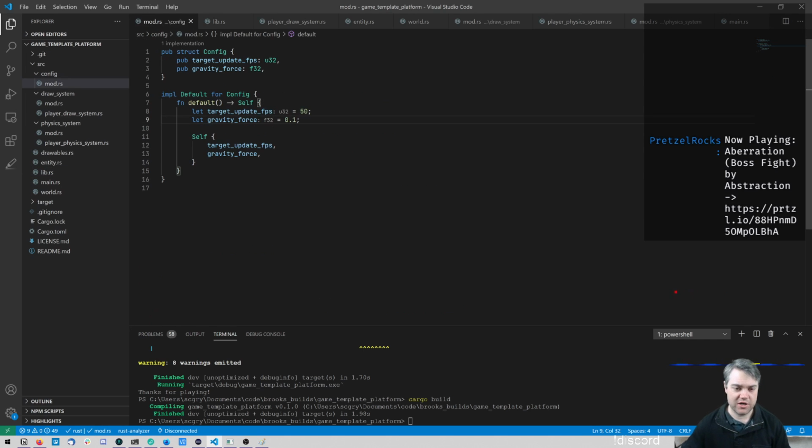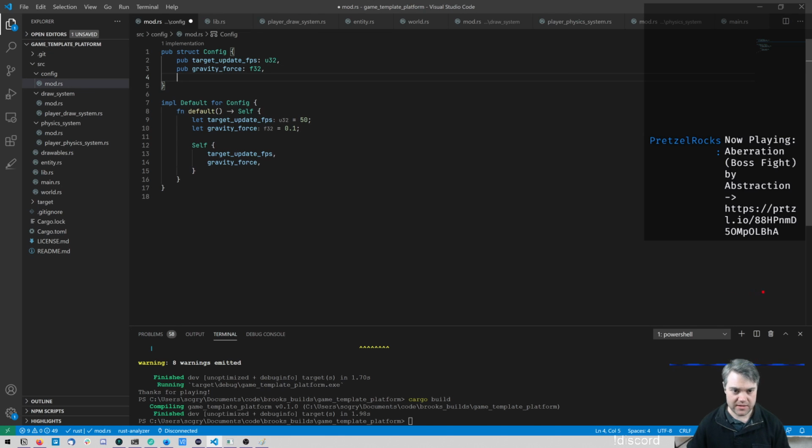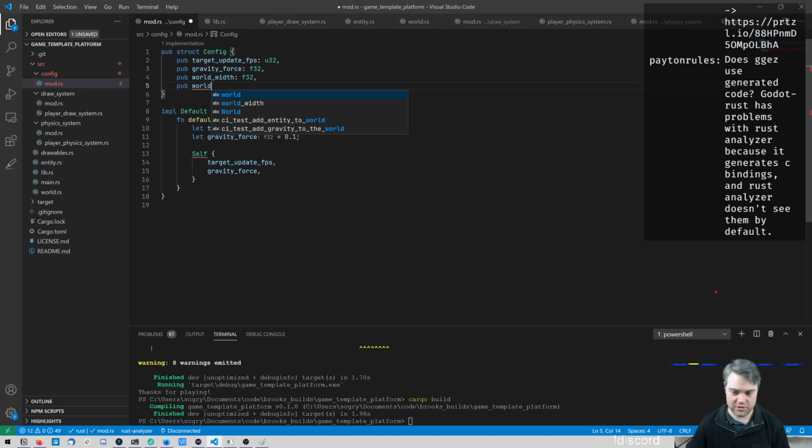So I'm going to start over here. We're going to say that we have pub world width, you're going to be an f32, pub world height.